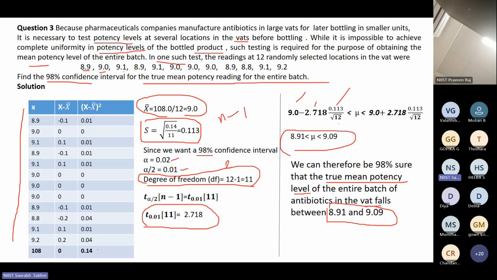At least it is not below 8.91. Okay, so this is how we report results for samples less than 30 and for a confidence interval.